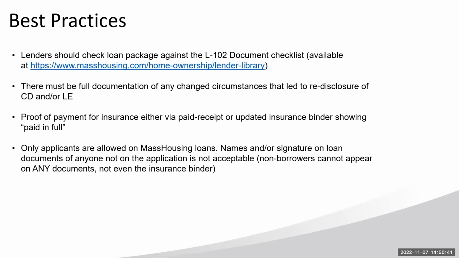Moving on to a few best practices. 1, lenders should check the loan package against our L102 document checklist. 2, there must be full documentation of any changed circumstances that led to redisclosure of an LE or CD. 3rd, proof of payment for insurance, either through a paid receipt or updated insurance binder showing paid in full. And lastly, only applicants are allowed on MassHousing loans. Names and/or signature on loan documents of anyone not on the application is unacceptable.